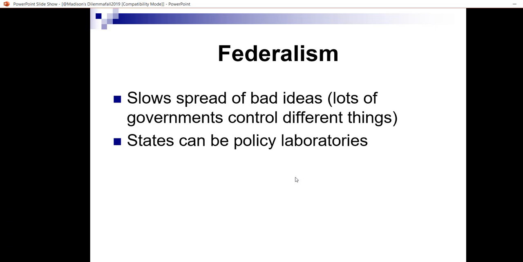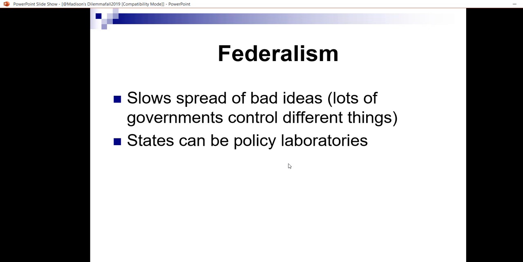The other thing that federalism does is it allows states to be what we in modern times call policy laboratories. What Madison alludes to is the idea that if a state wants to experiment with a particular way of doing things, so for example, California decided that you shouldn't be driving your car and talking on your cell phone unless you have a hands-free device. Now that might be a really good law, but California can't just impose it on the whole country.